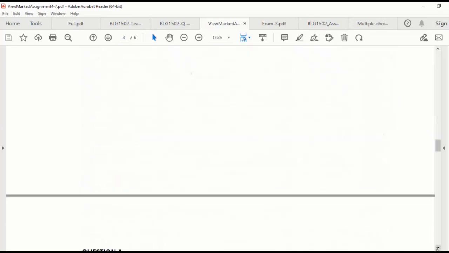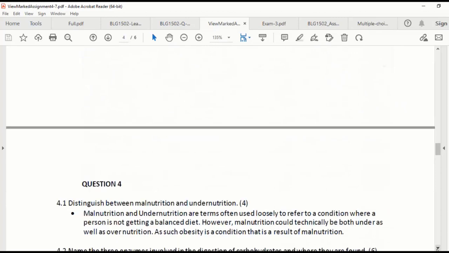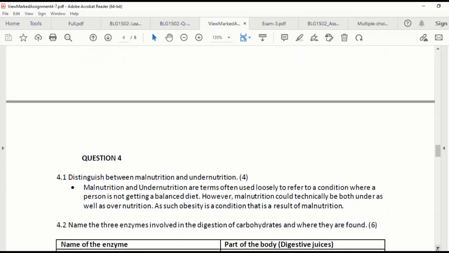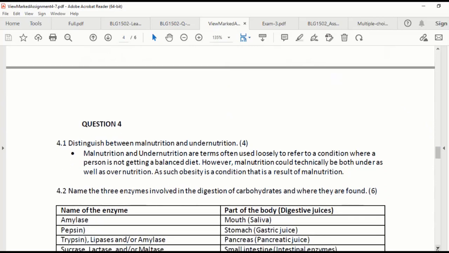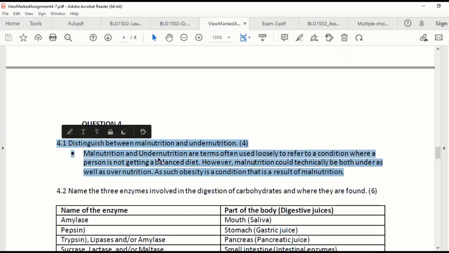And as we go forward, distinguish between malnutrition and undernutrition. Malnutrition and undernutrition are terms often used closely to refer to the condition where a person is not getting a balanced diet. These are one of the questions that your examiner may just throw at you.